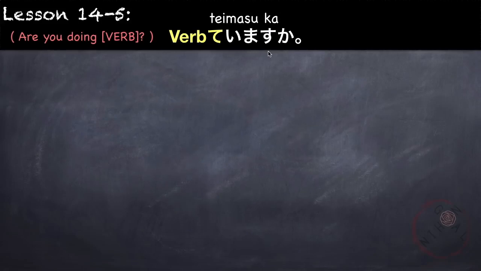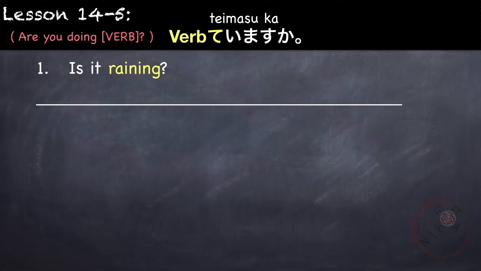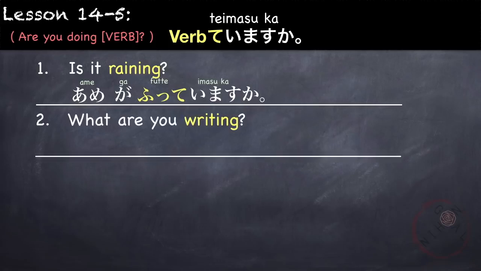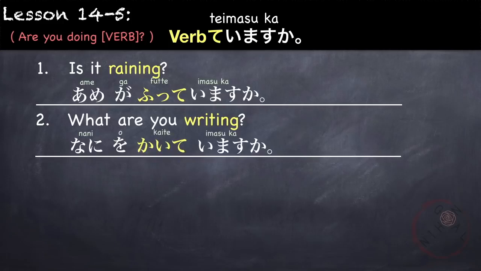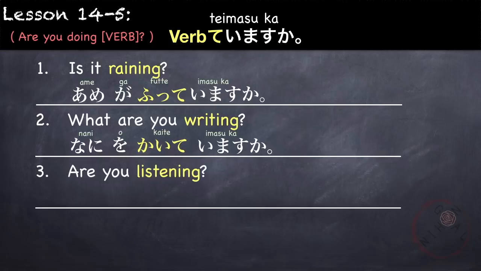We can also turn this into a question by simply adding ka at the end. Are you doing verb? Verb teimasu ka? Is it raining? Ame ga futteimasu ka? What are you writing? Nani o kaiteimasu ka? Are you listening? Anata wa kiiteimasu ka?